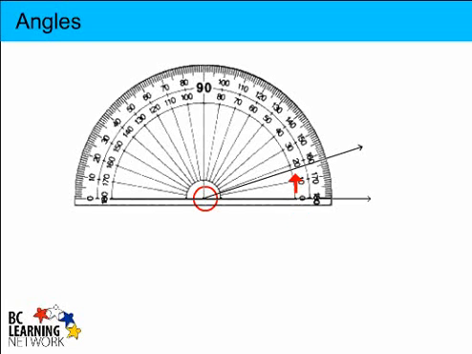Now this one lies somewhere between 10 and 20, and it's a little bit closer to 20. And if you look at the little markings on the outside edge, you will be able to realize that it's about 18 degrees. Notice the little degree mark that indicates degrees. It's like a little circle beside the 18 to show 18 degrees.